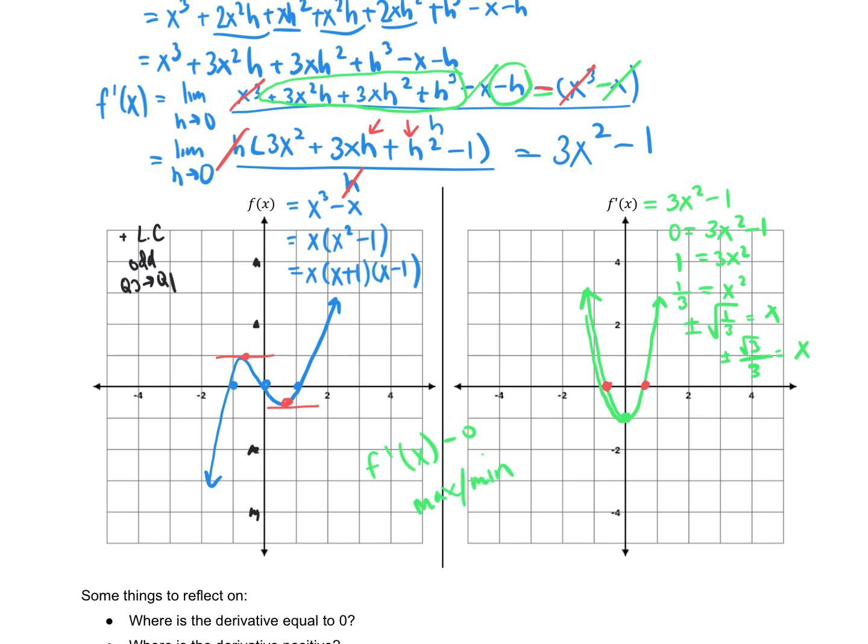So now we can actually accurately graph where those max-mins are. They're going to be at plus or minus root 3 over 3, and I can plug that point into f at x to actually get the optimal values.